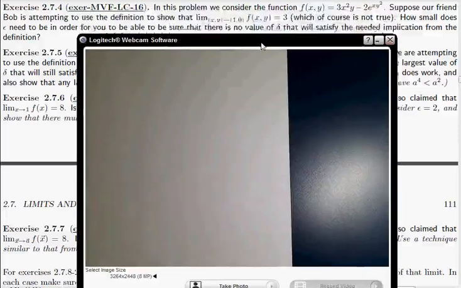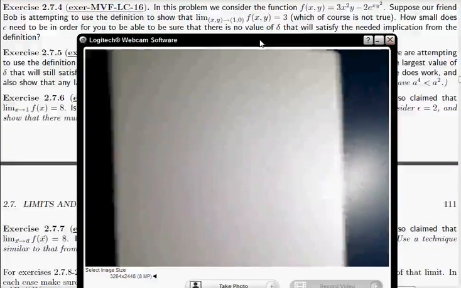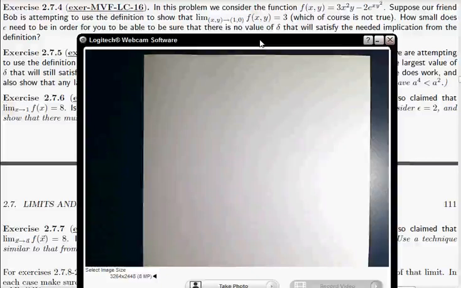Okay, so we're going to look at LC16 here. And the problem says, Bob is trying to show that a certain limit is equal to a certain value, which is not true. Let me confirm. x is 1, y is 0. Yeah, so it's not true. So we just need to show it's not true by finding an appropriate value of delta that shows that the definition is not satisfied.